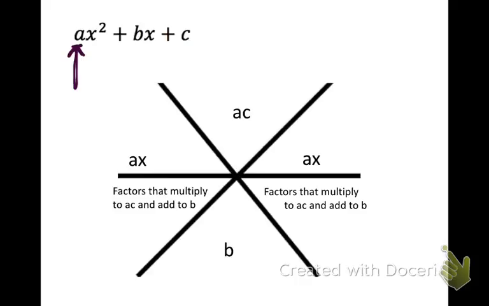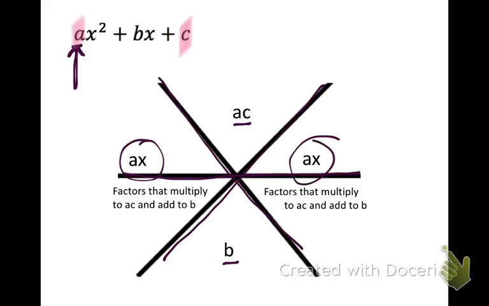So start by drawing somewhere on your paper this star, and label these spots. You're going to label the top as a times c. Remember that a is just this front coefficient, c is the back number. B goes on the bottom, that's your middle coefficient, and then ax and ax on either side. In the bottom left and right spots, we're going to put our factors. Just like we found the factors that multiply to a number and add to a number, we're going to do the same thing here, but this is where we're going to put our factors now.